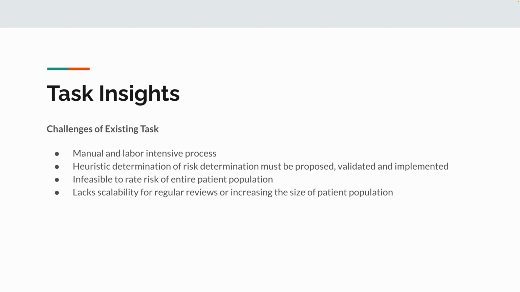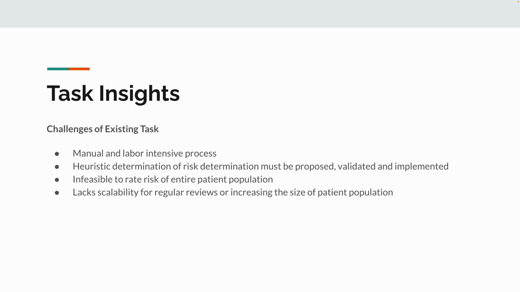So what are some of the insights that we get from this task analysis? Obviously, it's a manual and labor-intensive process. This has got to be manual review. The putting together of the contact spreadsheets is manual. Obviously, there are limitations on the number of patients that we can actually do this for. It may not even be feasible for us to rate the risk of stroke across the entire patient population, and we may have to filter it down before we even start the process of determining the risk of stroke.